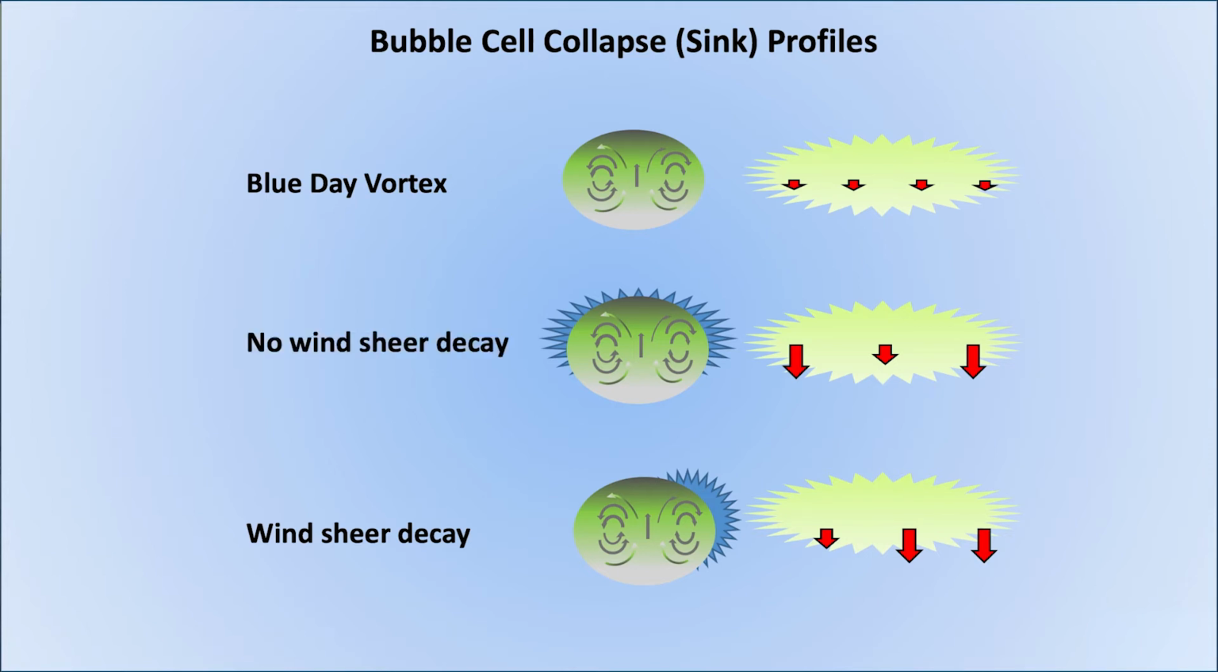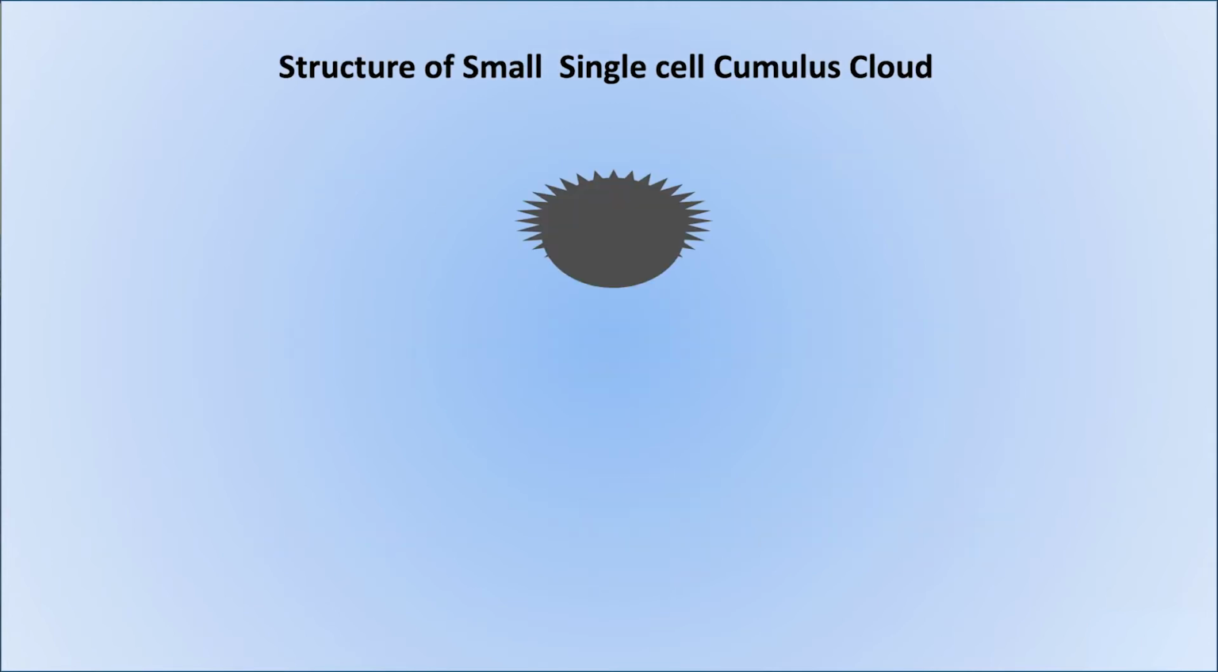If there's no wind, then we're going to get a shear. If there's no wind shear, we're going to get a decay on both sides of the vortex, the cumulus, and we'll get an equal amount of sink on both sides of the decaying cloud. So the structure of a small single-cell cumulus cloud looks like that on the left, but that is what's going on on the right.